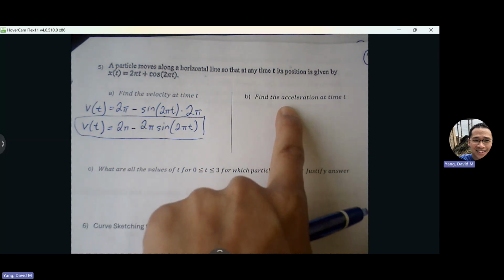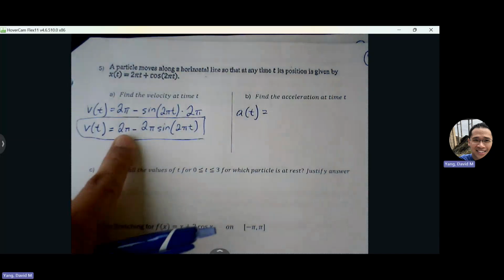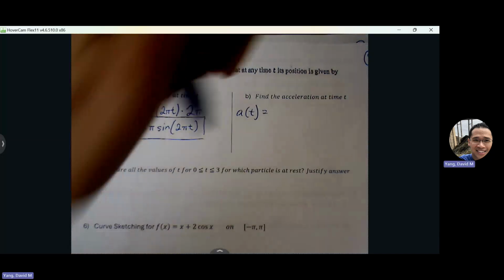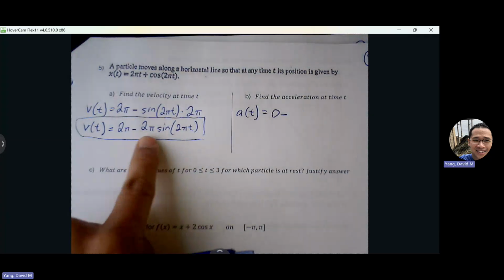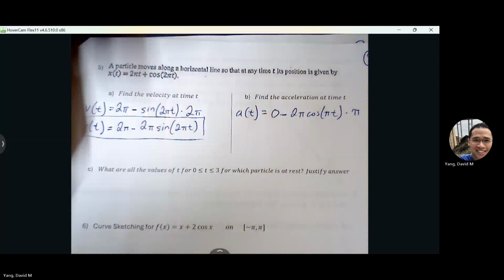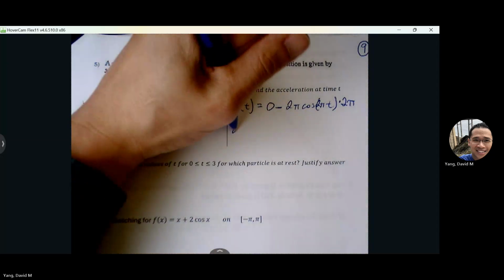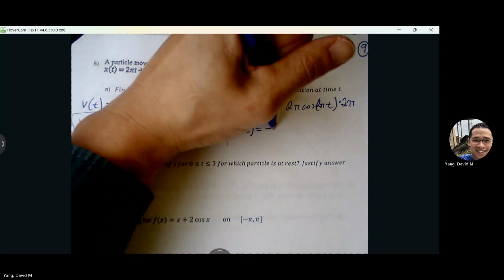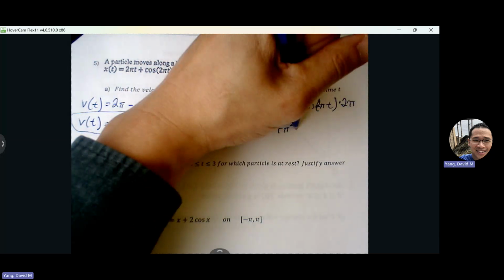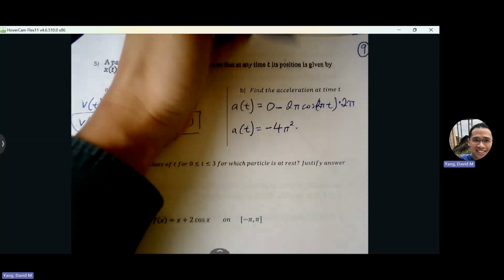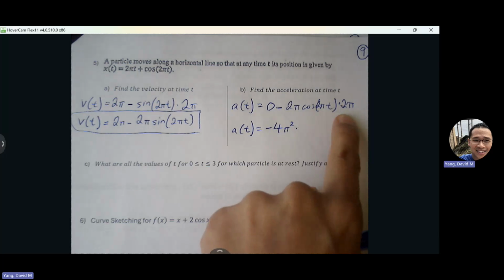Okay, acceleration, another derivative down below velocity. 2 pi will go to 0, yeah. And negative sine becomes negative cosine of 2 pi t, and then it's just times 2 pi, because of the derivative of 2 pi t.